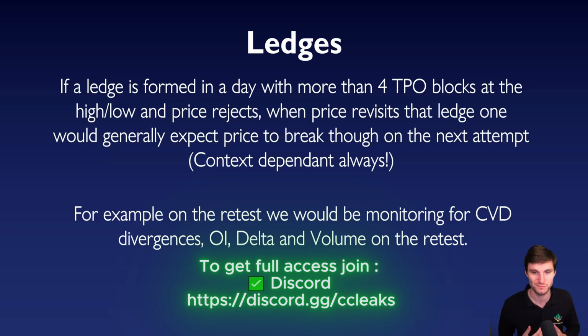I just got to emphasize that point a little bit there. So basically what I mean by this is that if you form 4 blocks at the TPO, unable to break through, and e.g. you've formed a very strong ledge, a very strong resistance level, if that then rejects, and you get quite a substantial pullback, the next attempt at the level, which in this example would be the 5th attempt, I would generally expect it to be broken on the next attempt.